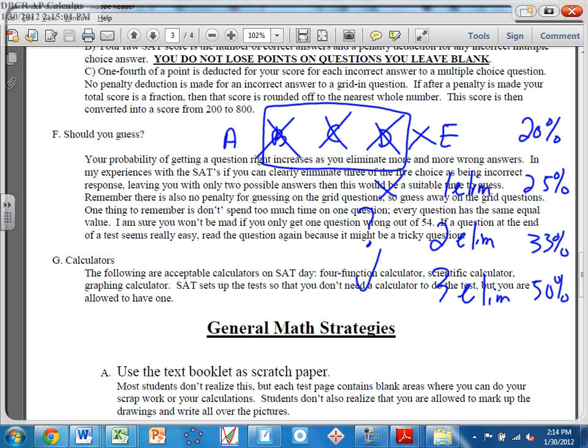Because with the grid-in, there's no probability anymore. You could choose any number between 0 and 9999, with every decimal in between, every fraction in between. So technically, it's an infinite amount of answers. It is restricted by the 4 spots, but we can think about it that there are so many choices it wouldn't matter. So guess on the grid-in; on multiple choice, think about it before you do it.